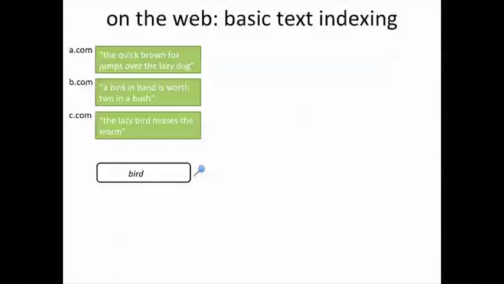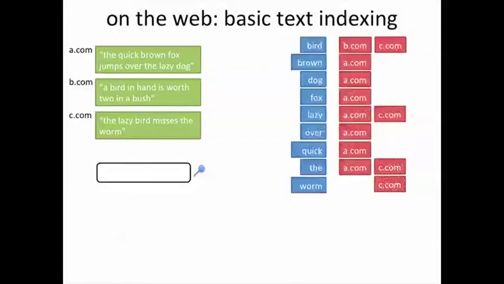To make this possible, what a search engine does is create what is called an inverted index. So against every possible word which might occur in any possible document on the web, a text index stores which documents that particular word is found in. So for example, the word bird is found in the documents B.com and C.com, whereas the word fox is found only in A.com. So when we type in the query fox, we get one result, which is A.com.